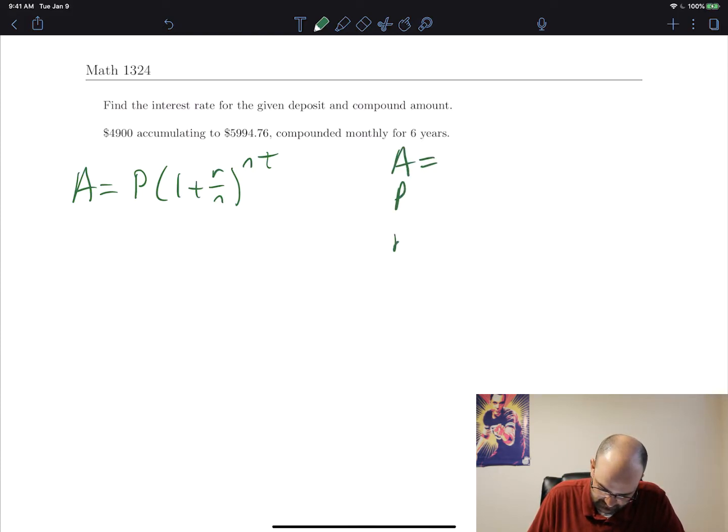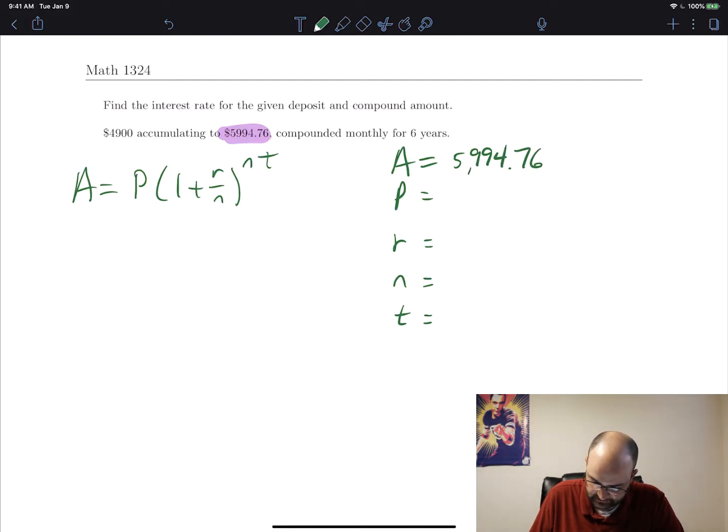putting the 5 variables here. A stands for the future value, which is this right here. It's going to generally always be the larger of the two, which is $5,994.76. For the P, the present value is how much you have that the future value accumulated from, which is $4,900.